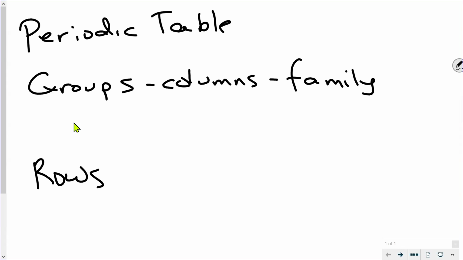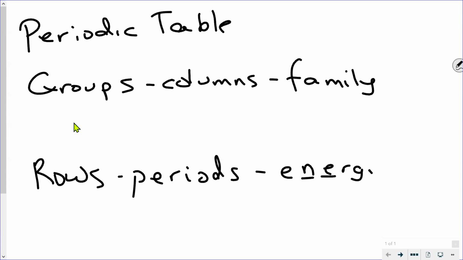Okay. So the rows are periods. What else? Two words. Starts with an E. Second word starts with an L. Is the first word element? Yep. All right. So your columns are groups and families. Your rows are periods and energy levels. Right.